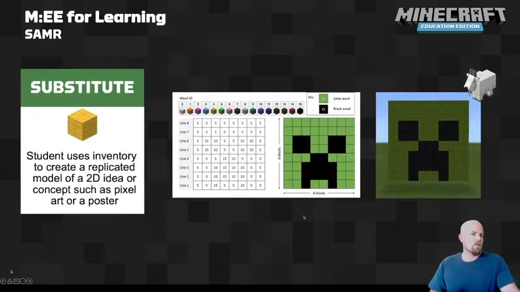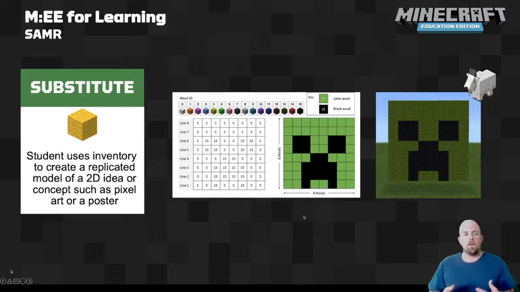Here, this is just a really basic example. We have this activity where we wanted students to use the inventory in their Minecraft world and replicate a 2D model. There was initially an unplugged activity where the students would color code as well. You could definitely do that with colored pencils or crayons, whatever it may be. They planned out what they were going to build as a 2D idea or model, or it could even be a poster in the world.